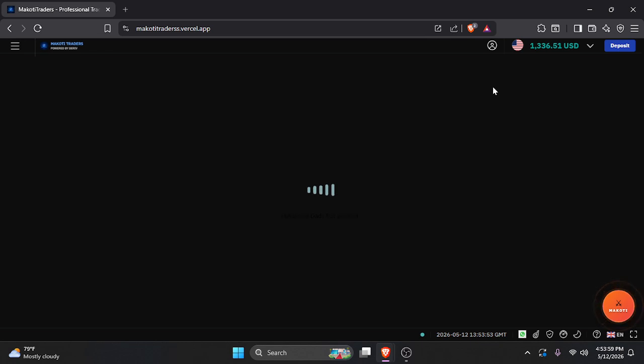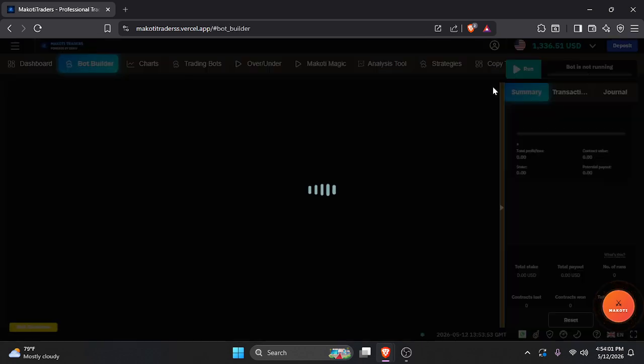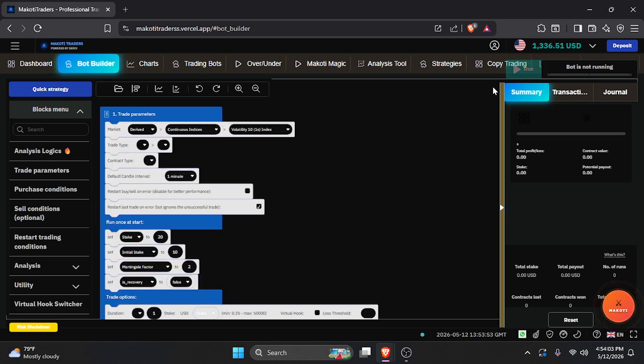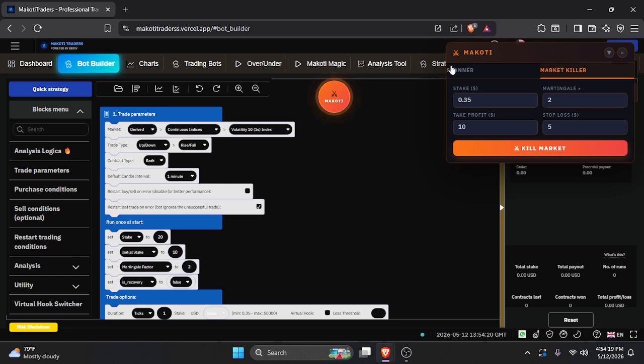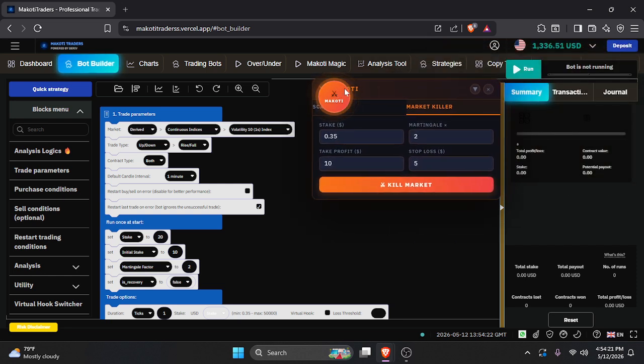So in my account I have 1300 USD, and I'm going to be using these two bots. The first one is the automated one, and the second one is this bot. I will be uploading it from the beginning. So let's start. Open this Makoti button here.